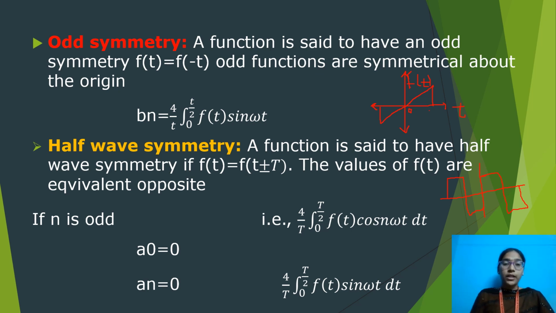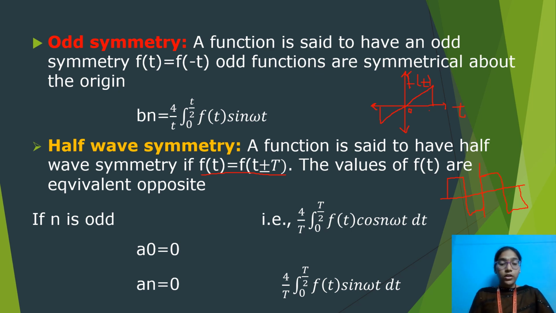In odd symmetry, Bn equals 4 by T integral 0 to T by 2 f of t sin n omega t dt. Half wave symmetry. The symmetric condition is f of t equals minus f of t plus or minus T by 2. The values of f of t are equal and opposite.